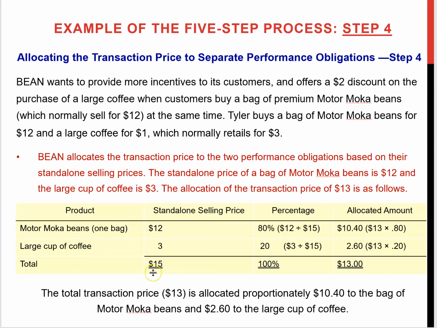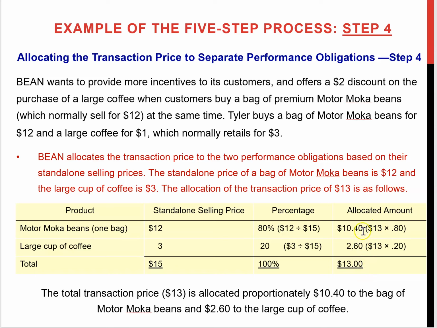That means the total independent standalone price is $15 and the bean bag is 80%, 12 divided by 15, and the large coffee, which is $3, means 20%. So if you look at those independent combined prices, then 80% should be for the coffee bean bag and 20% should be for the large cup of coffee. Now we will allocate the total transaction price in this scenario, which is $13 that both parties agree upon. So we will split this $13 based on these 80-20 percentage ratios.